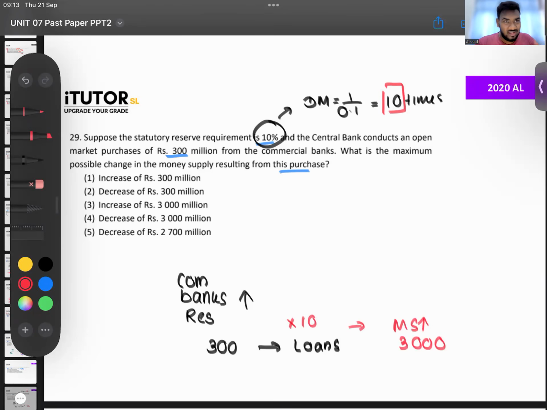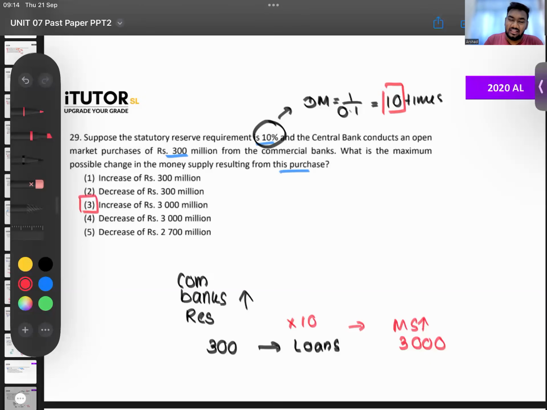This is what you call it. Remember, we study in theory: when the central bank purchases treasury bonds, money supply will increase. Look at the numbers. The central bank purchases 300 million worth of treasury bonds. Commercial banks get that money. Commercial banks can give that out as loans now. So then credit creation happens. It goes from one bank to another bank to another bank. So money supply at the end increases by 3,000 million. That's how it works.